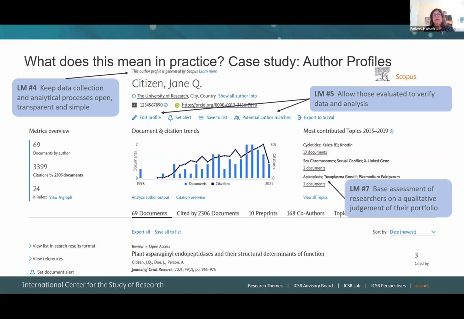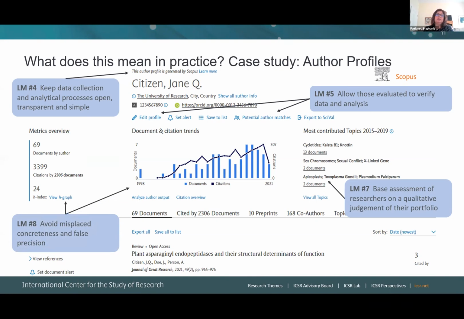And that same misplaced concreteness and false precision that I talked about just a few seconds ago with CiteScore is also here, where you can dig into the numbers. You can see that we have on the left 69 publications and almost 3,400 citations, and our h-index is 24. But we also provide ways to visualize and understand Jane's story over time. So our publication timeline breakdown gives you information about what's behind those numbers.